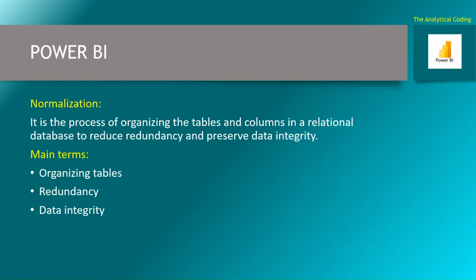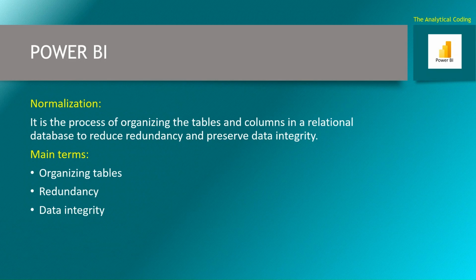So now I think you have clearly understood the terms, right? We have covered organizing the tables, and also redundancy. We must avoid the redundancy, that is duplicate data, and also data integrity, which means consistent, unique, and accurate data. Which is nothing but normalization.